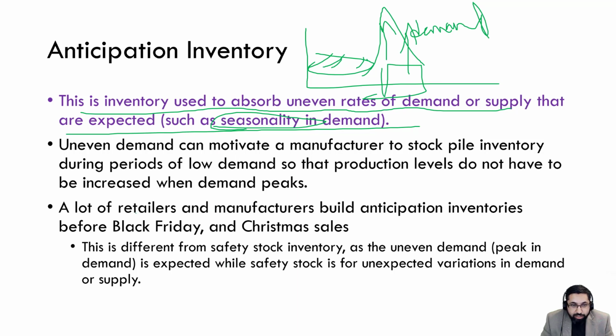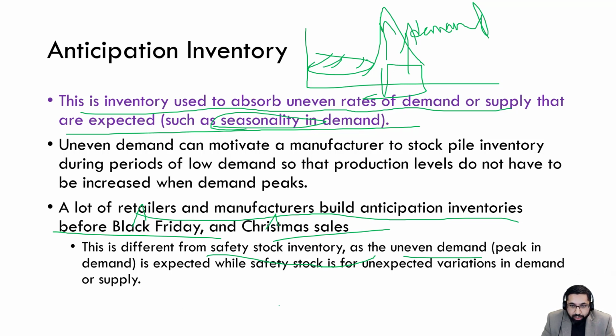A lot of retailers and manufacturers build anticipation inventories before Black Friday and Christmas sales. This is different from safety stock, because you expect the sales to peak on Black Friday and Christmas. Safety stock is for unexpected variation in sales. It's just a regular day, but every day's sales are not the same. Some days you sell more, some days you sell less. So that's unexpected variation.